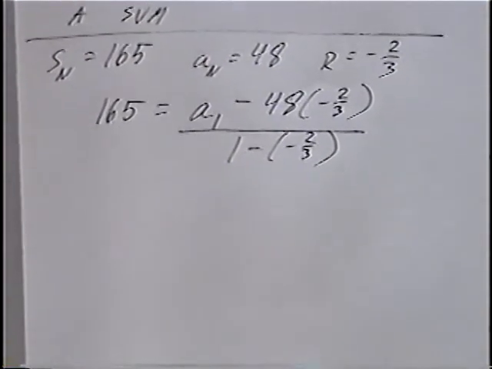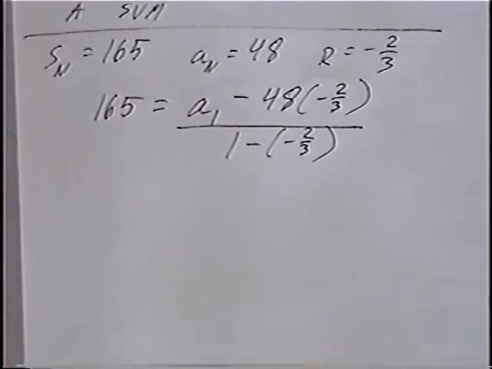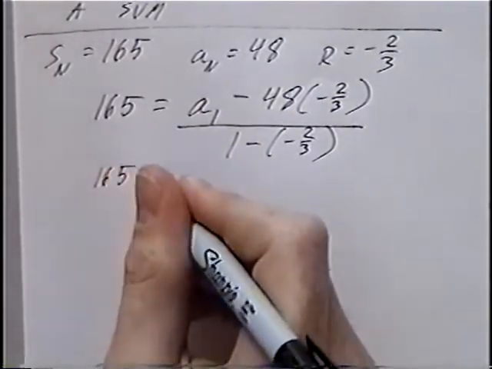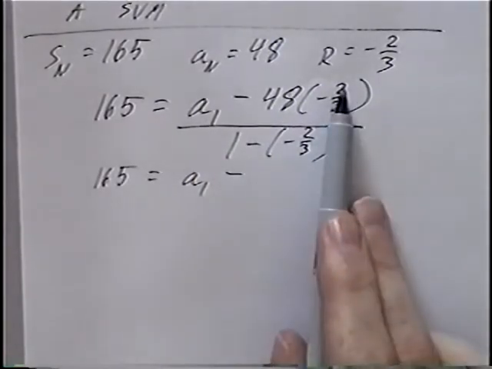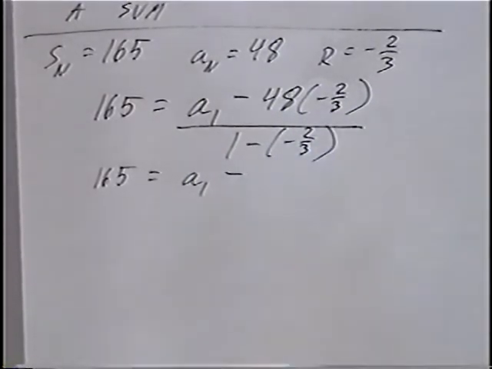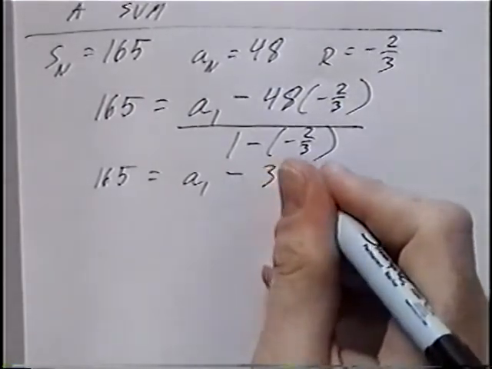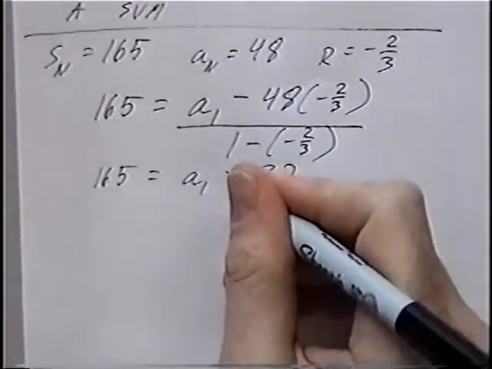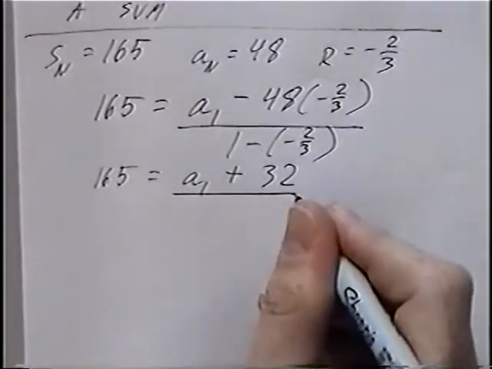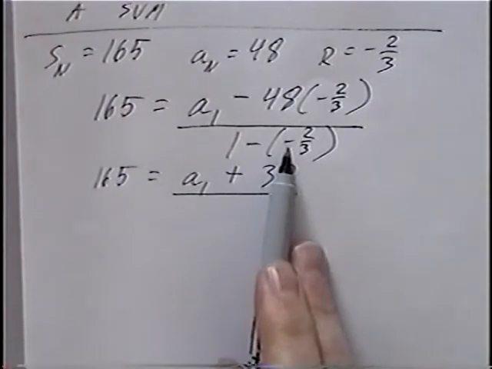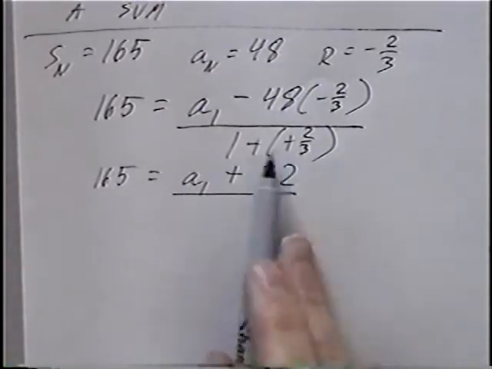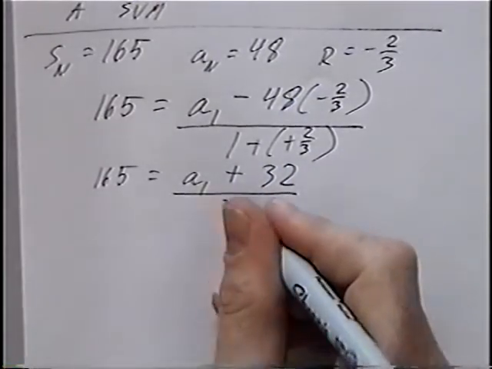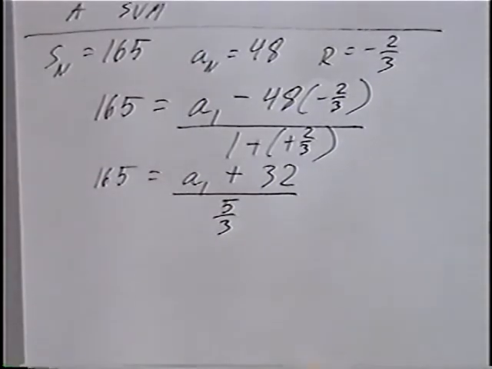Solving a single variable equation, we can isolate a1 and solve for the first term. 165 would stay the same. a sub 1 minus 48 times 2 would be 96. 96 divided by 3 would be 32. And we also have a negative times a negative, which would be a positive 32. Divided by 1 minus a negative 2/3. Minus a negative 2/3 would be adding 2/3. 1 plus 2/3 would be 1 2/3, or 5/3, 5 over 3.